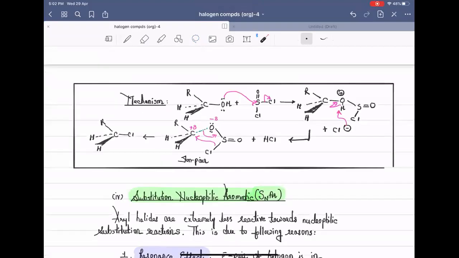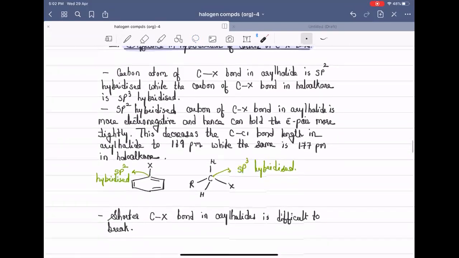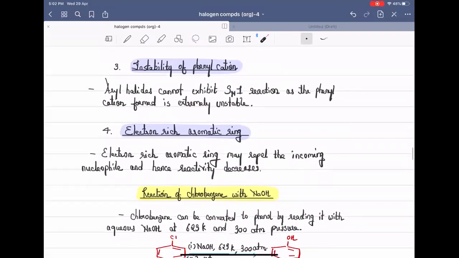So let us go back to the notes, and I have properly written all of them here, and you can go through all of them.